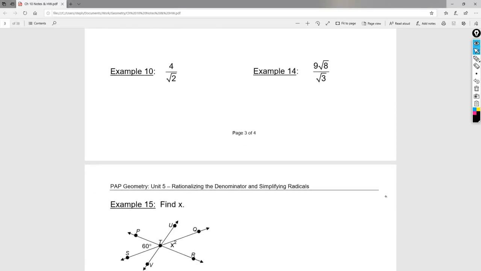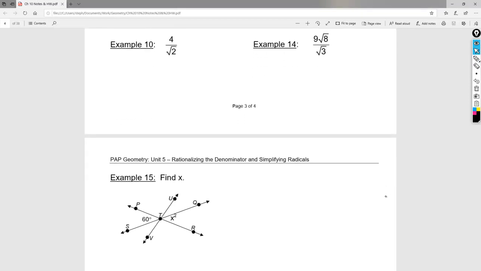Alright, moving on down to my last 2 examples. Okay, on 14, you have 2 options on how you can start this. You can reduce the square root of 8 right off the bat, or you can multiply and then reduce. So I'll multiply first. Whatever you want to do. So I'm going to multiply by my denominator first, so it's root 3 over root 3, which ends up with 9 root 24 over 3.